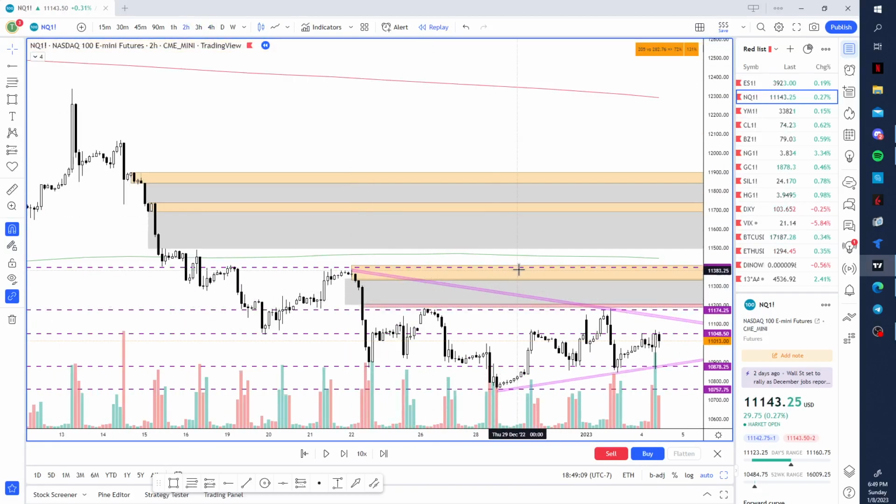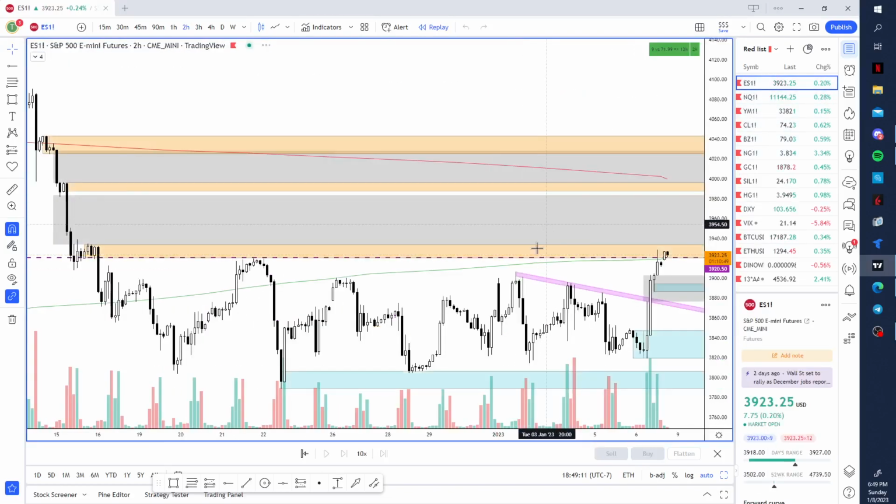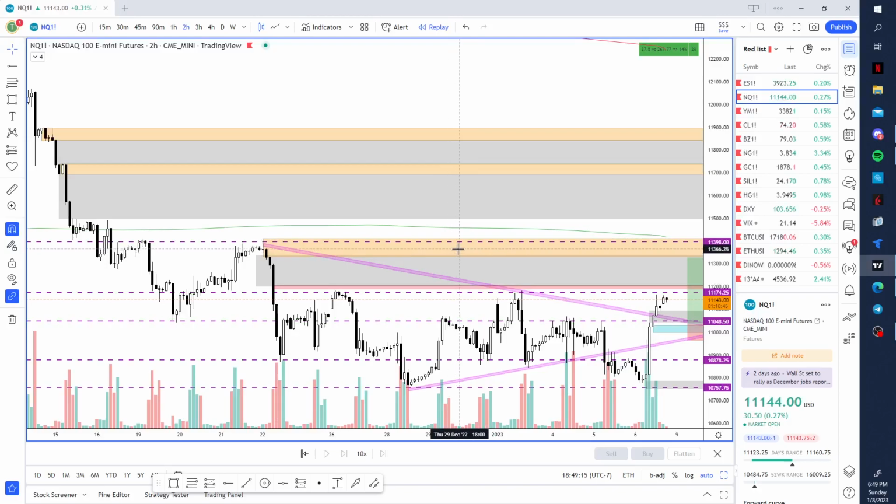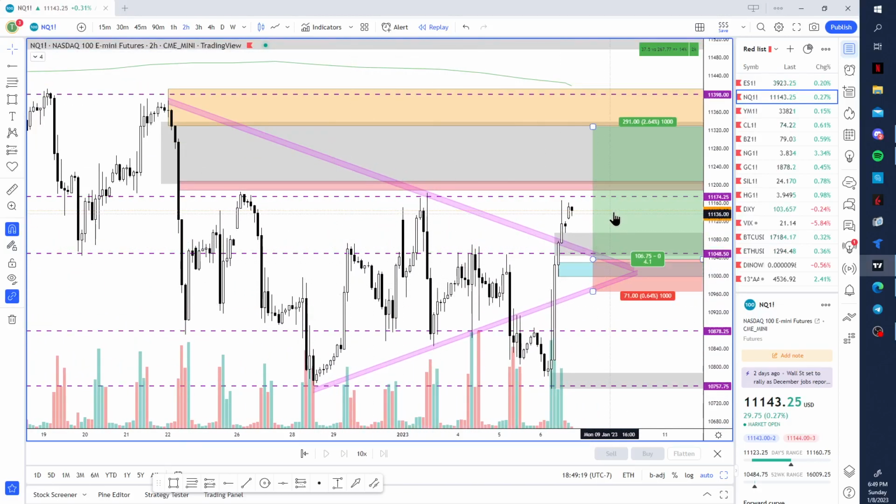So on NQ, this zone lines up with the ES zone. So ES is going to hit this probably when NQ hits this. Yeah, because I've noticed stocks move very similarly. SPY, Nasdaq, Tesla, all of them.